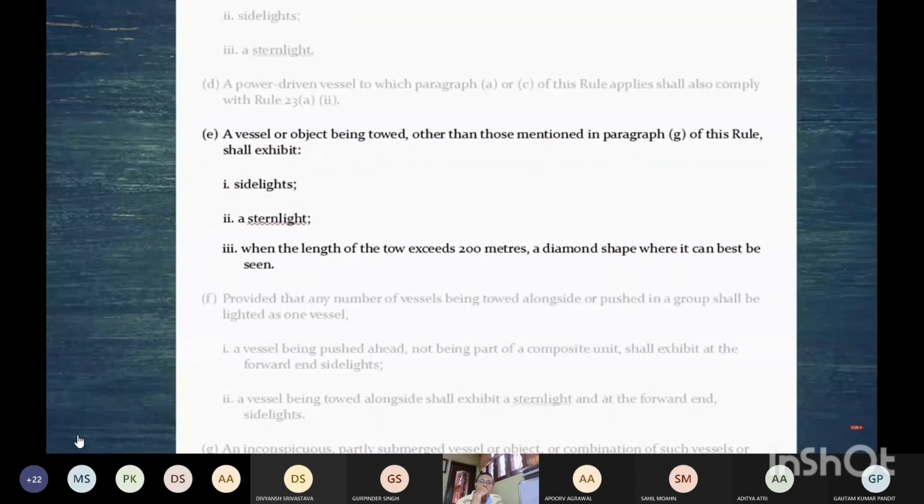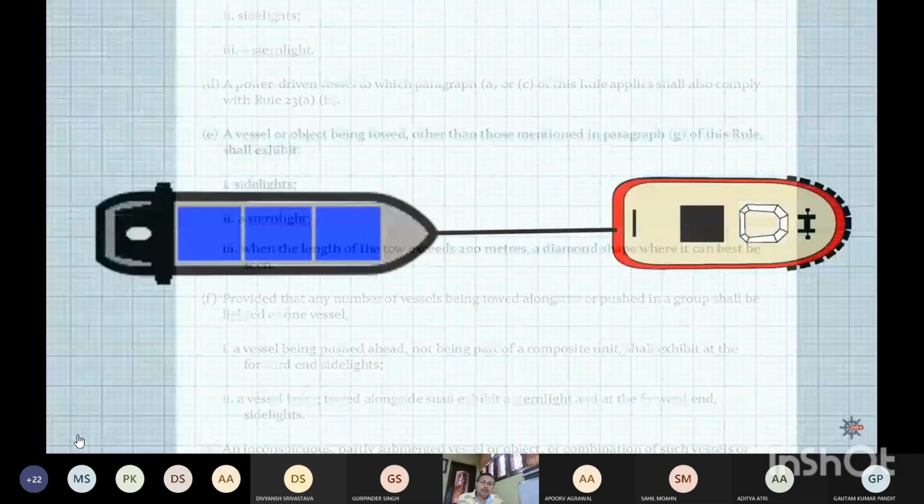A vessel or object being towed, other than the ones that we're going to cover in a minute, which is inconspicuous or partly submerged, needs to exhibit side lights and a stern light. And if the length of the tow is greater than 200 metres, a diamond shape. You remember from the first paragraph, if it's more than 200 metres, that's where the diamond comes in.